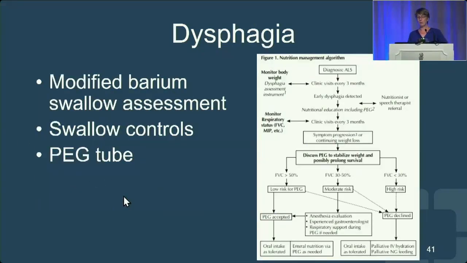PEG tube is another big issue. Patients have a pretty big decision to make when they are choosing whether they want to move forward with a PEG tube. This graphic here is from the AAN guidelines for care of ALS patients, and basically just thinking about introducing the idea of PEG early because we want the FVC to be greater than 50%. That's going to decrease their risk of the procedure.